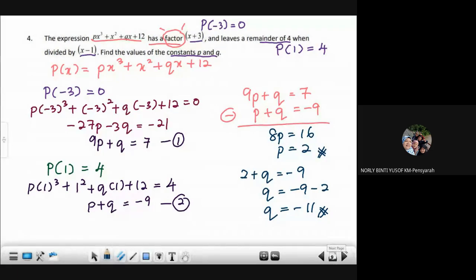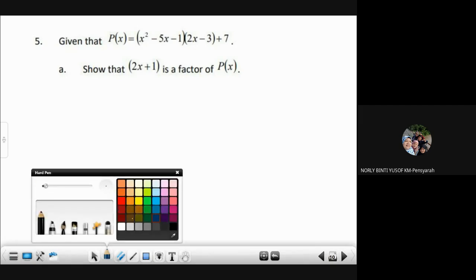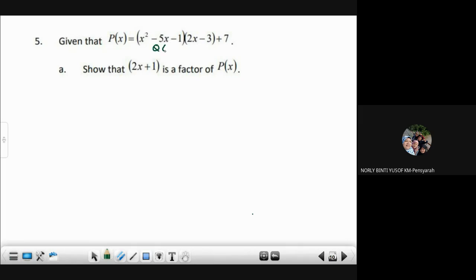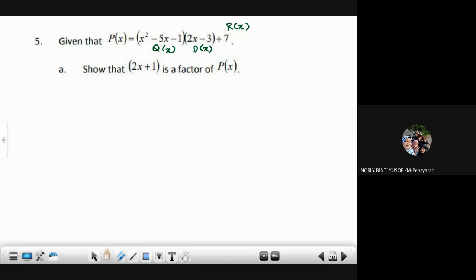Okay, then we go to question number 5. The same, they give P(x) in terms of a form where you see the concept of equation, divisor and remainder, because it is given in the form of an expression. They ask to show that 2x plus 1 is a factor of P(x). So you need to show the remainder is 0. If you equate 2x plus 1 to zero, you get x equals negative half. So you substitute it into the polynomial. Even though the polynomial is in expression form, we can still substitute.